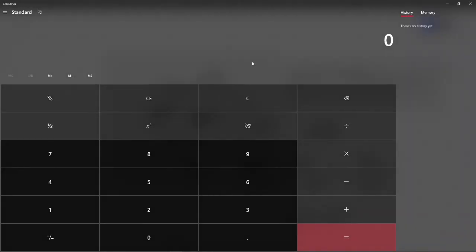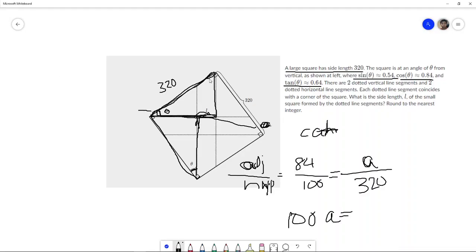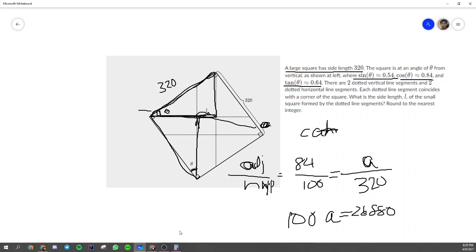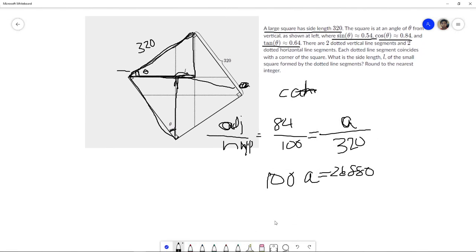If we do that, we get 26,880. And once we divide by 100, we should get 268.8. So we did the first part of this problem, and we found the leg length of this leg. Let me do this in a different color. Found the leg length of this. But we have to find L, so now we still have to find this remaining leg. And then we're going to calculate the difference.